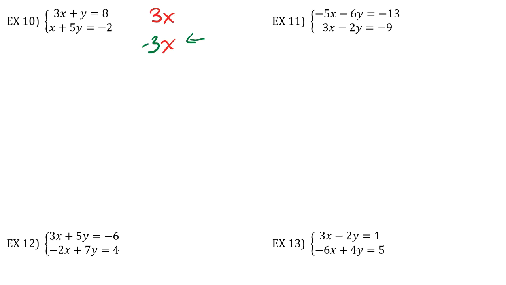So that's what we're going to do. We're going to multiply that whole bottom equation by negative 3. So that's going to give us negative 3x minus 15y equals positive 6.